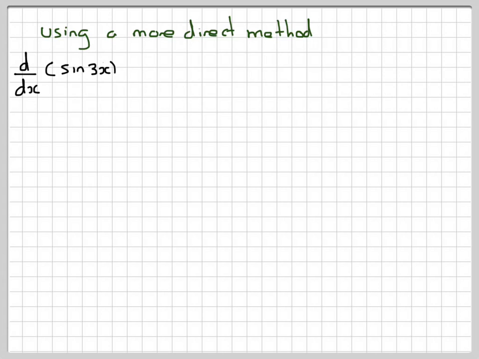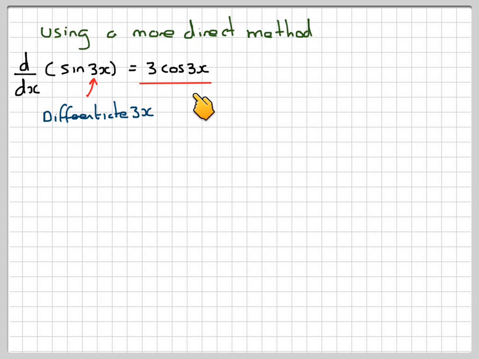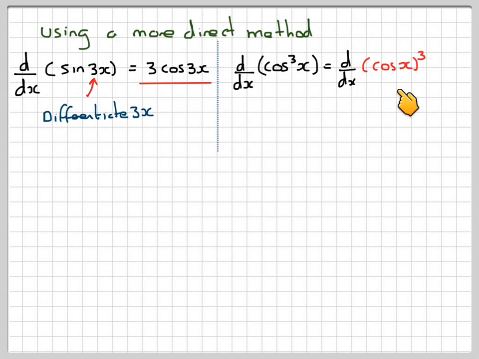Now, if we wanted to use a more direct method, then d/dx of sine 3x, we would first have to differentiate 3x. If we differentiate 3x, we get 3, so it's equal to 3, and then differentiate sine to get cos, but we put cos of 3x. d/dx of cos cubed x becomes d/dx of cos x cubed. It's better to think of it like that.